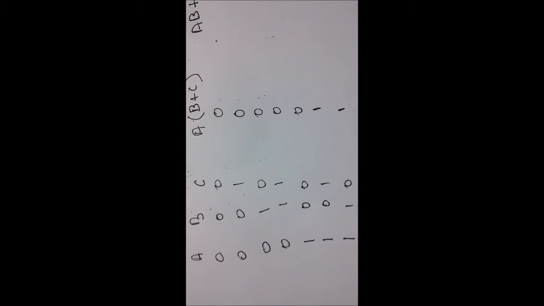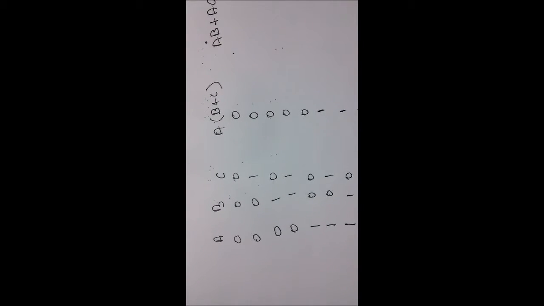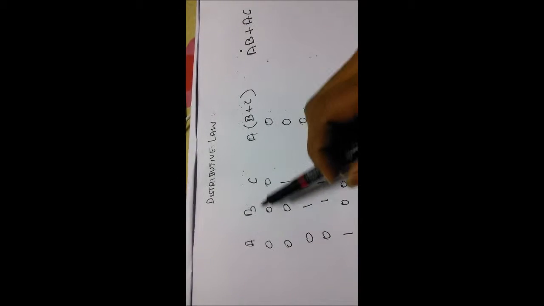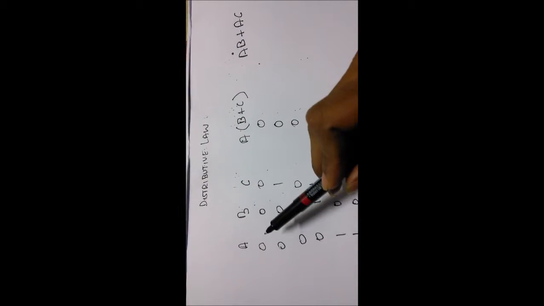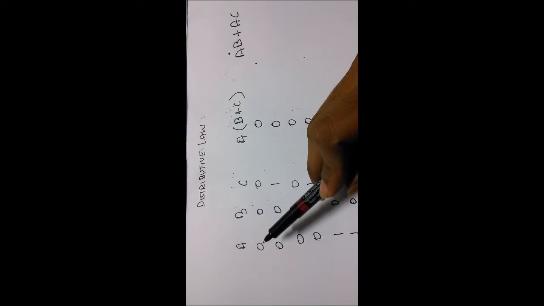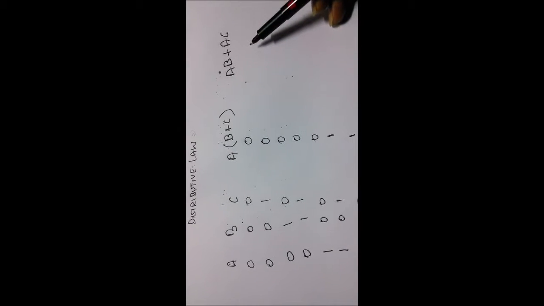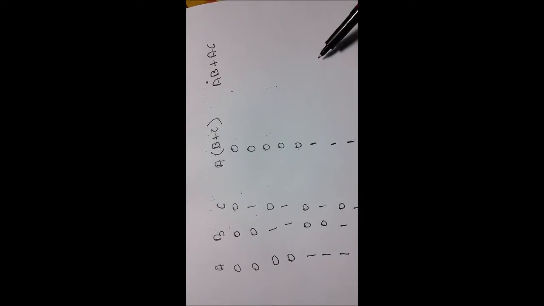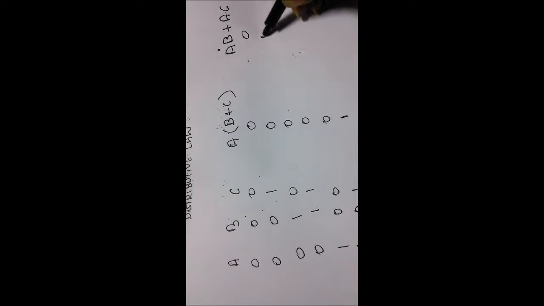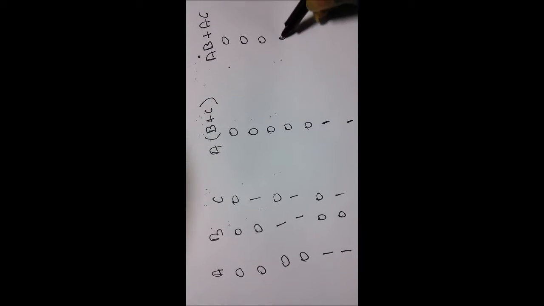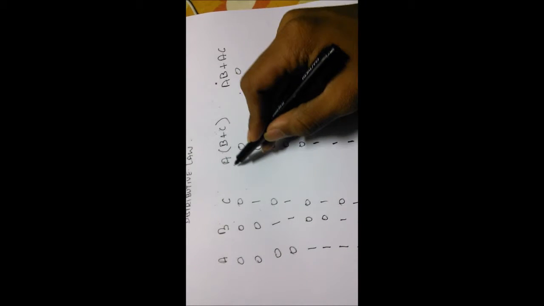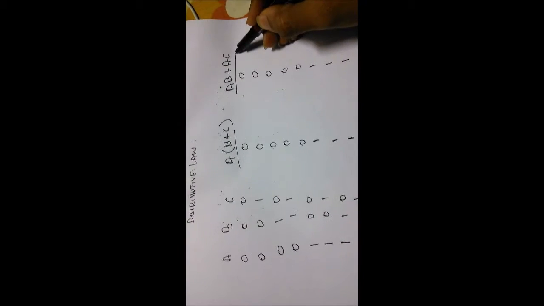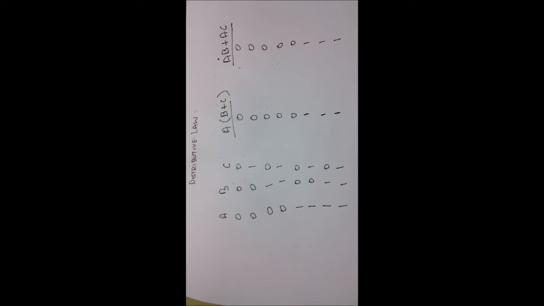Now, to see how we got this, we can simply do B plus C first. So B plus C, 0 plus 0 is 0, and then we multiply with an A, which is 0, so the output is 0. Similarly, we fill in this side of the table, and as you can see, this part and this part are the same. Hence, the distributive law is proved.